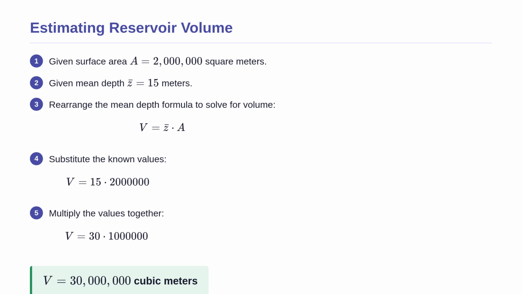We algebraically rearrange our equation by multiplying both sides by the surface area, giving us volume equals mean depth times area. We substitute 15 for the depth and 2 million for the area. Multiplying these together gives a final answer of 30 million cubic meters. Practically, this massive volume tells aquatic biologists that the reservoir has a high thermal mass and will heat up very slowly during the summer.